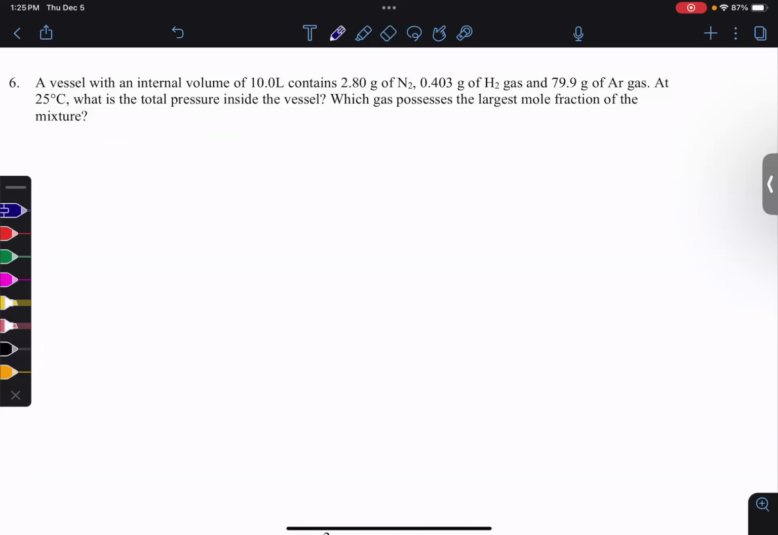So in this question, we have a vessel with an internal volume. There's my volume. And I have 3 different gases: nitrogen, hydrogen, and argon. And then here's my temperature. What is the total pressure inside the vessel? So if I want the total pressure, PV equals nRT. I need to figure out how many total moles of gas I have, right? We have 3 different gases, so we need to convert all of these into mole amounts, and then add them up.